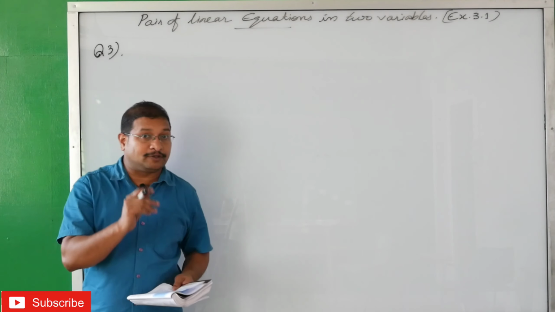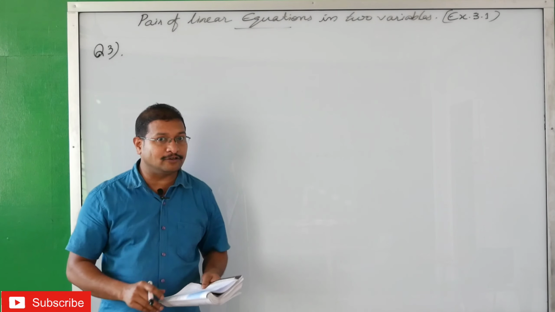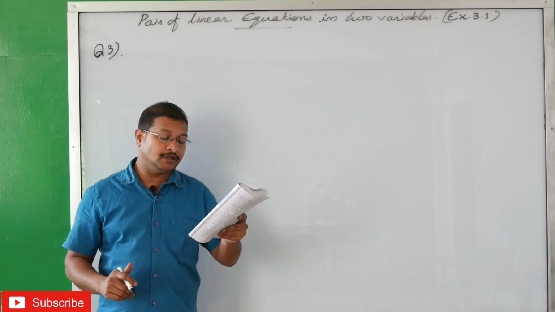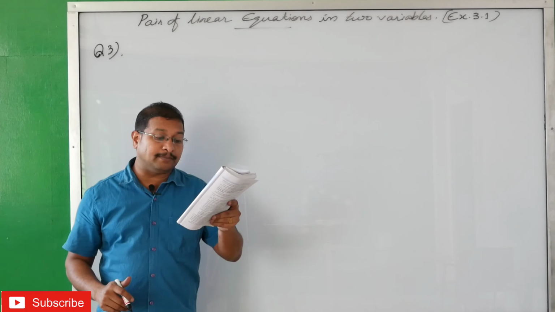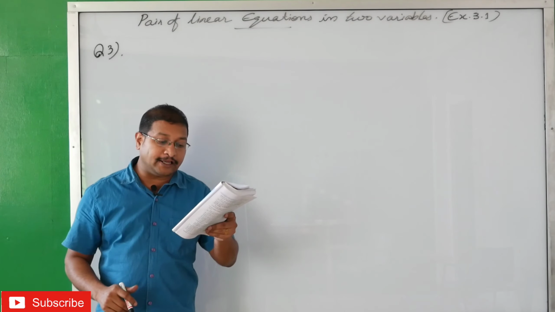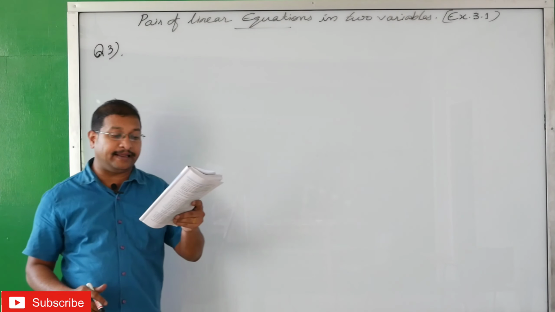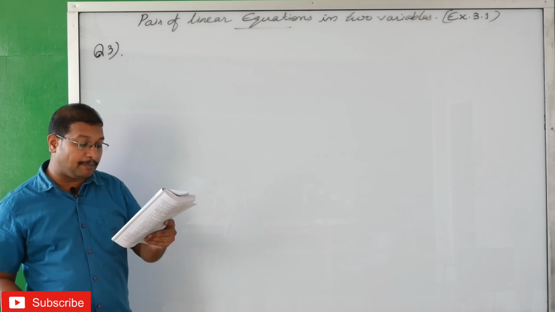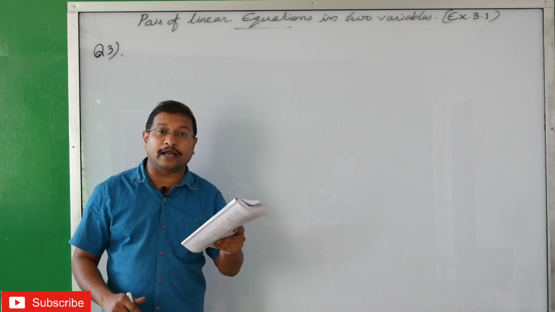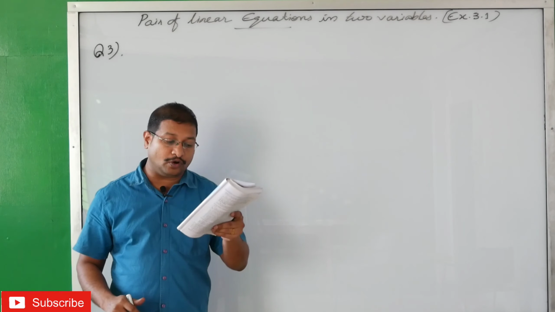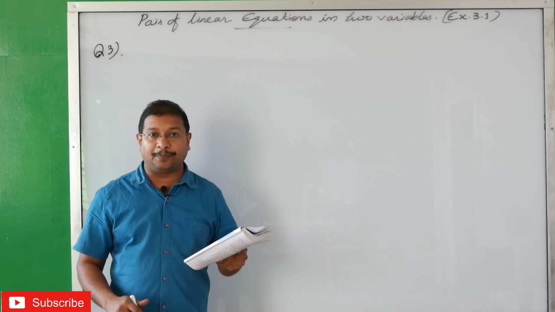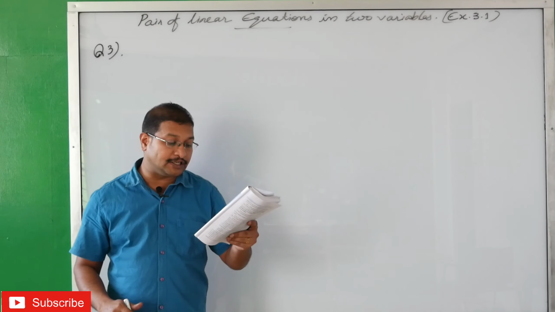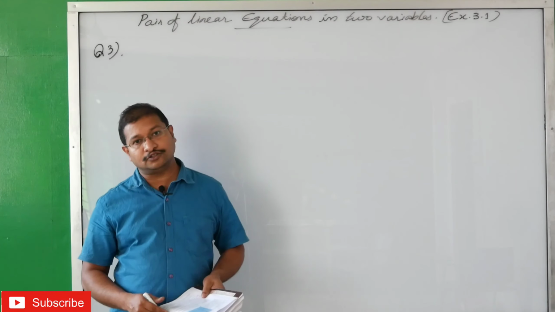Okay. Let's see question number 3. So what do you want to do? Write the question. Okay, I'm reading the question now. The cost of 2 kilograms of apples and 1 kilogram of grapes on a day was found to be rupees 160. After a month, the cost of 4 kilograms of apples and 2 kilograms of grapes is rupees 300. Represent the situation algebraically and geometrically.